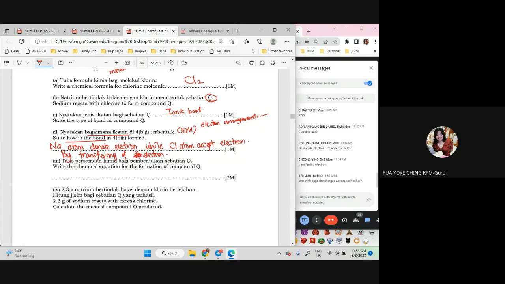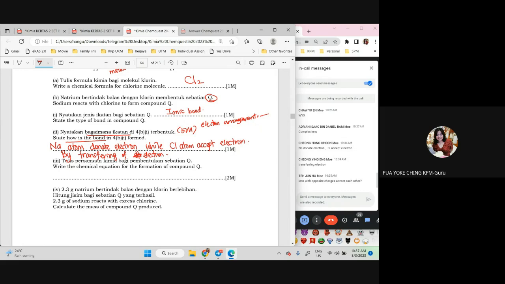Okay. Junho tulis ion with opposite charge attract each other. That one is what is the bond? Bukan how. How is bagaimana? Okay, bagaimana? Satu donate, satu accept. Junho's answer refers to what is actually the bond. The bond is actually the forces of attraction between the ions with opposite charge. And the forces, we call it electrostatic forces of attraction. So that one is actually when you are asked to define ionic bond.